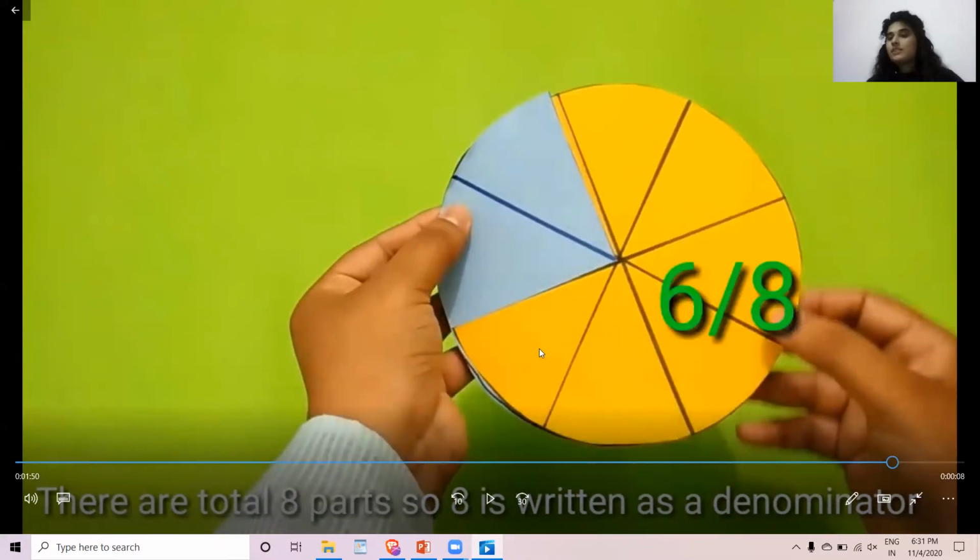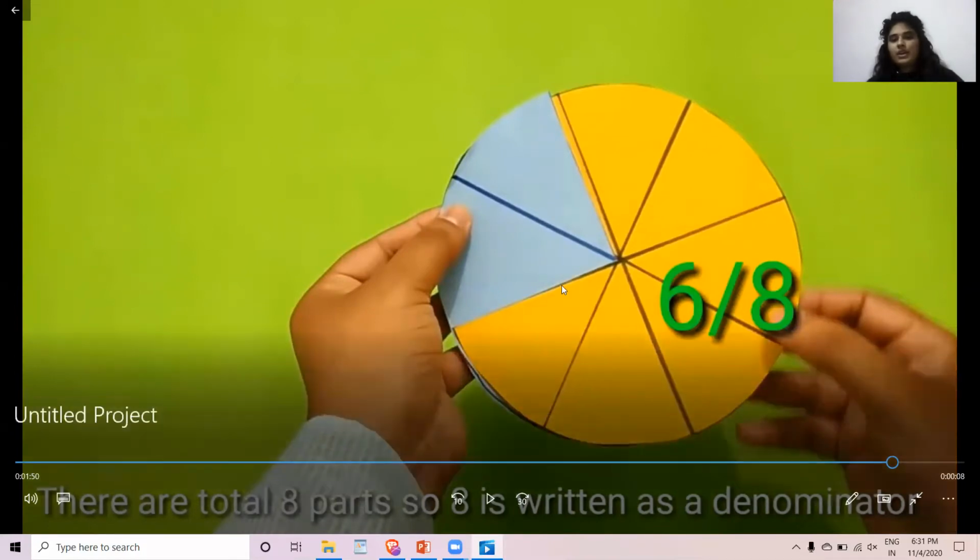Now this activity you have to do by yourself. You have to cut 2 circles and then you have to show me your circles in the next class.